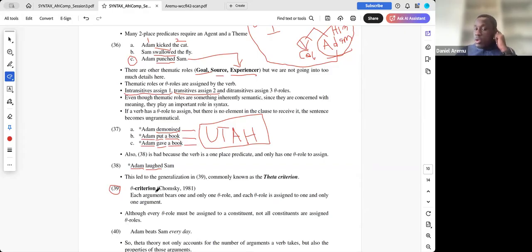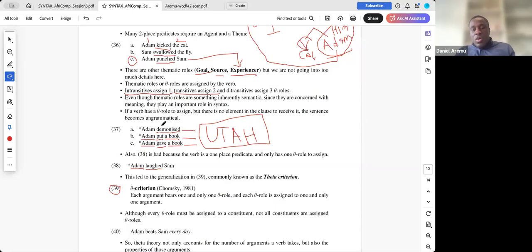So each theta role can be assigned to one argument, and one argument cannot take more than one theta role. So it means that if we have, let me see if I can give an example. Okay, we can even use 37a. Now look at 37a. Remember we said 37a, Adam demonized. Demonized is a two-place predicate, right?